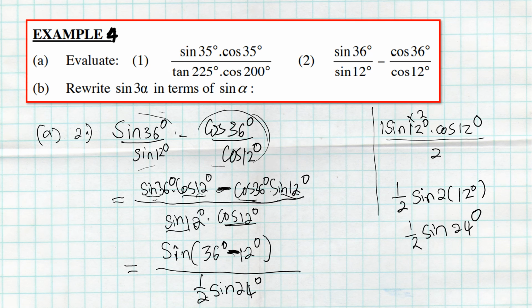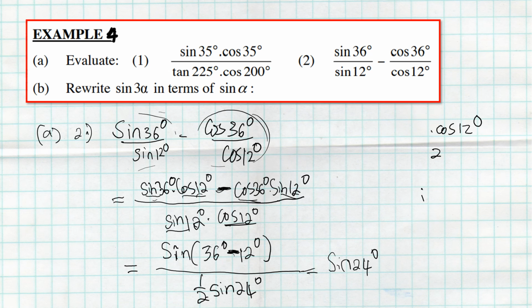Can you see? Okay, let's go and simplify this. It's going to be sine 36 minus 12. We can reduce it to 36 minus 12, which is 24. Can you see? Sine 24 there. Let me just delete this. It's going to be sine 24, then divided by 1 over 2 sine 24 degrees, right? So sine 24 and sine 24 will cancel. We'll be left with 1 divided by 1 over 2.